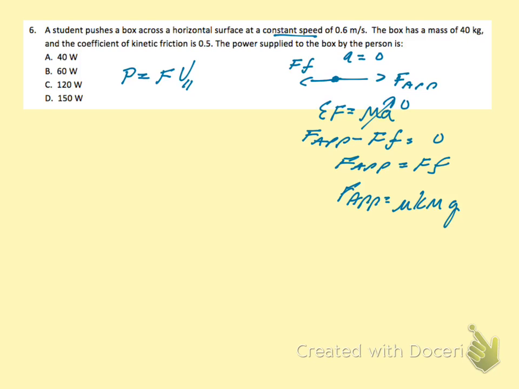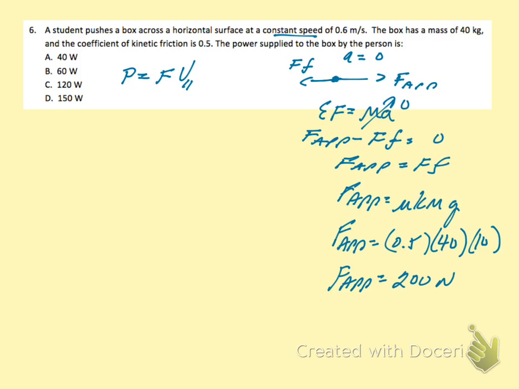So we can come up with that by saying force applied equals mu k, which is 0.5, times a mass of 40 times g, which is 10. So force applied, 40 times 10 is 400. Half of that is going to be 200 newtons. So going back to our original equation, we could plug in 200 newtons times our velocity of 0.6, and we're going to get a power of 120 watts.